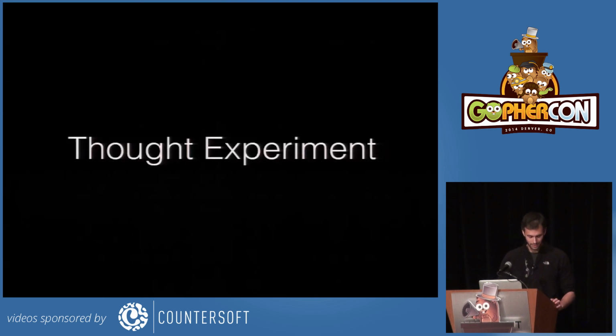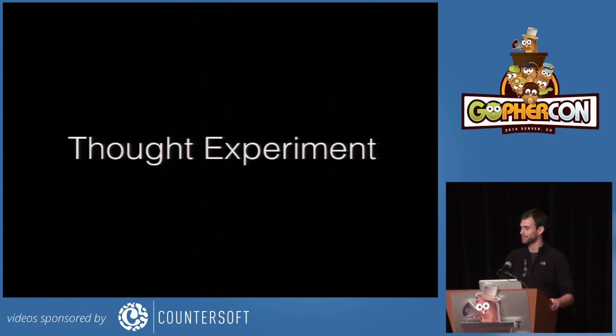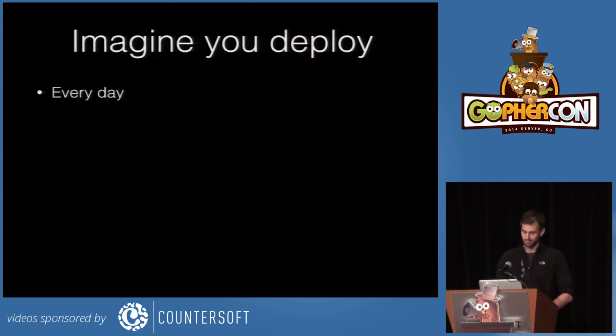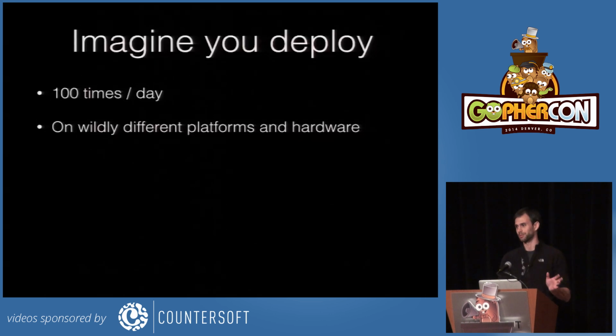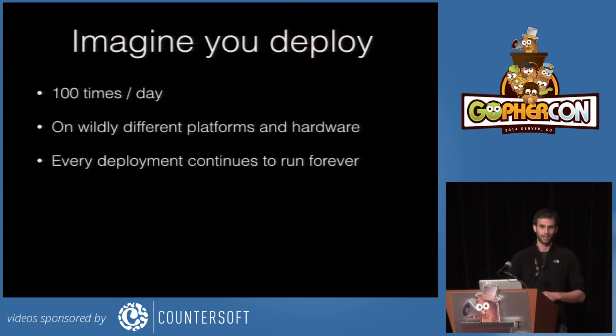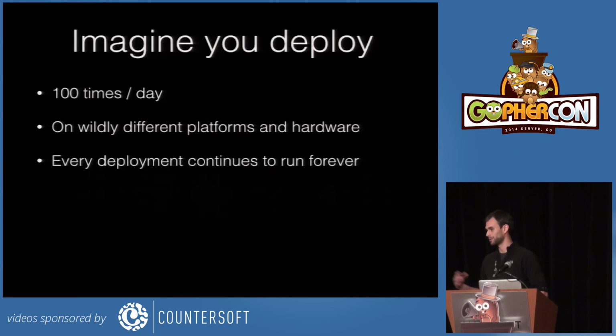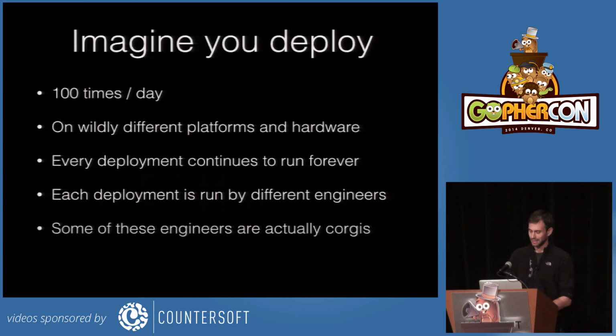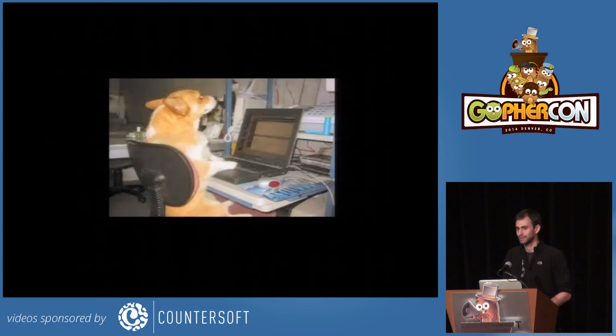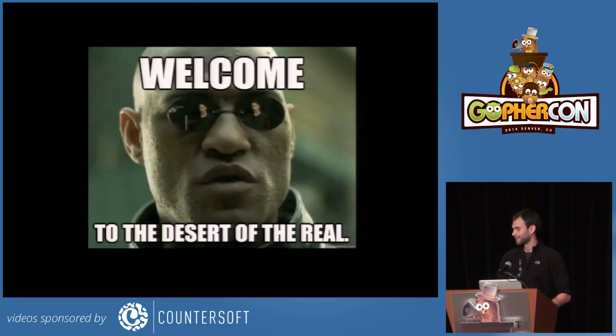So as a thought experiment, think of the typical service that you work on, your web service, and think about if you deployed it every day. No, that's too easy. Think about if you deployed it 100 times a day, on wildly different platforms and operating systems, and that every deployment that you did continues to run forever. And that each deployment was deployed by a different engineer or sysop or whatever, and that some of them are actually corgis. I grew up with a corgi. They're really bad at computers. Okay, so this is operating out in the real world, out in environments that you don't control.